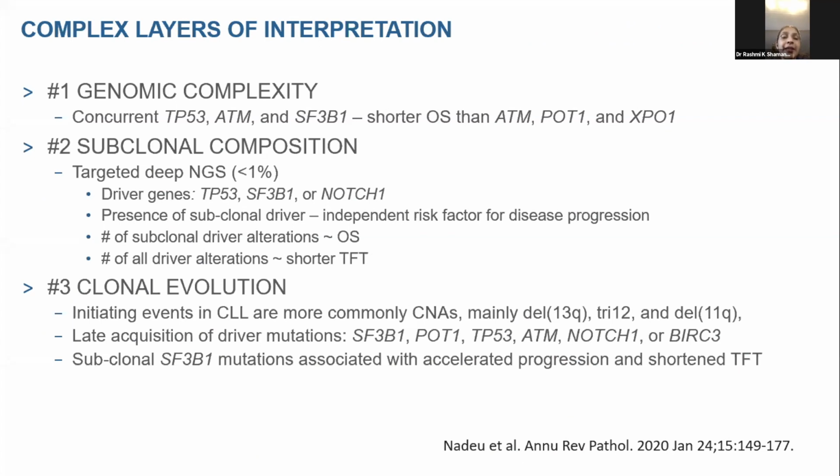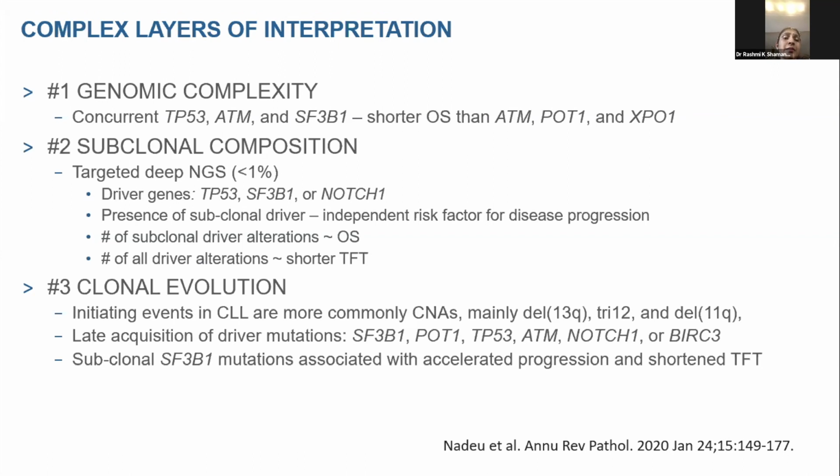So just to summarize what I've spoken so far, the landscape of mutations in CLL is pretty complex. The translation of this genomic understanding to the clinic is complicated by three separate things. One is the genomic complexity, where it's not one patient has one mutation. It's the combination of multiple mutations. So TP53 with SF3B1 and ATM, or TP53 alone, all of these behave differently.